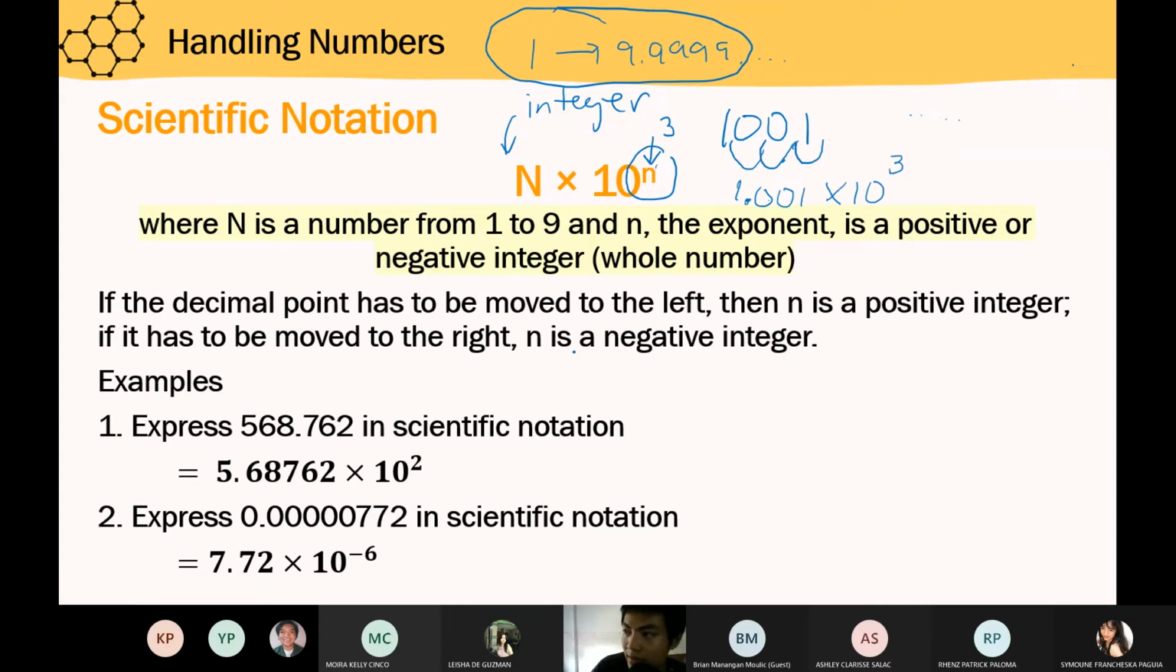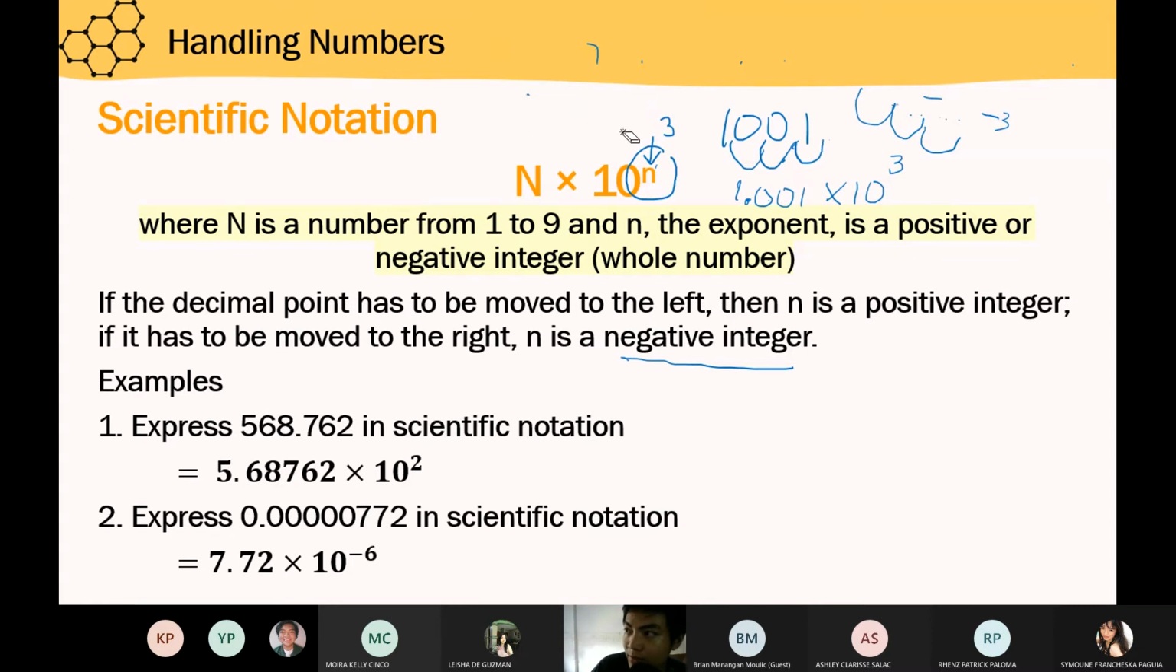Okay. What about when the movement is to the right? If it is to the right, that is a negative value. 1 step to the right, negative 1. 2 steps to the right, negative 2. 3 steps to the right, negative 3. So, I'll give you more examples down here. Let me erase this thing here.